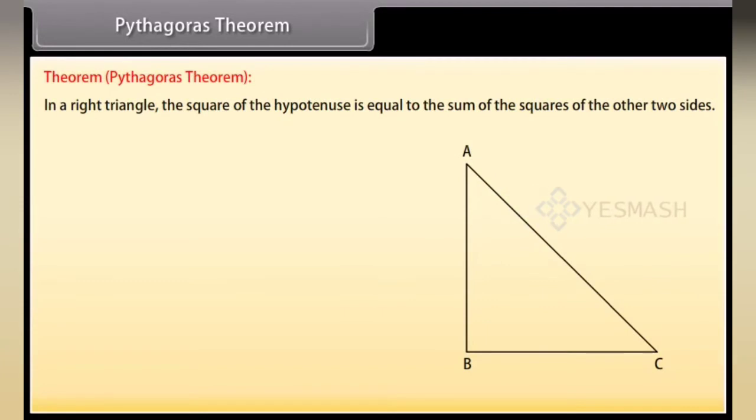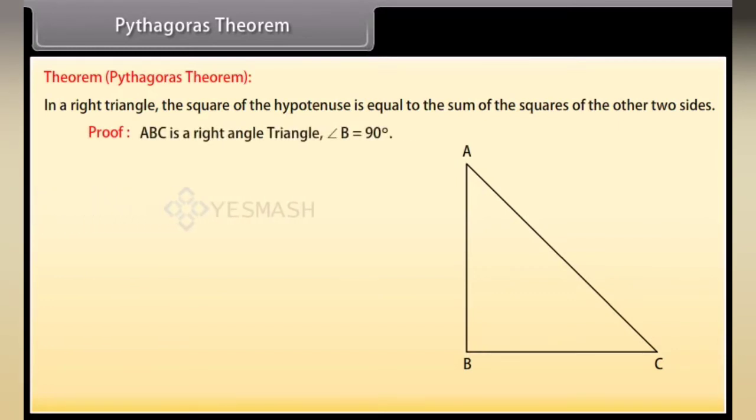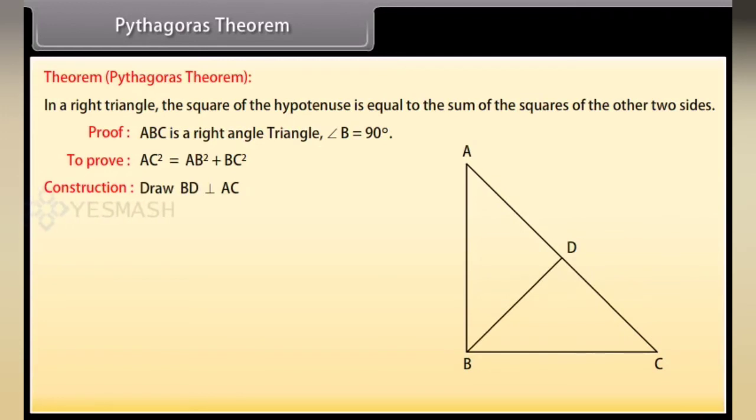In a right triangle, the square of the hypotenuse is equal to the sum of the squares of the other two sides. Let us prove this theorem. Proof. ABC is a right-angled triangle. Angle B is equal to 90 degrees. To prove, AC square equals AB square plus BC square. Construction. Draw BD perpendicular to AC.